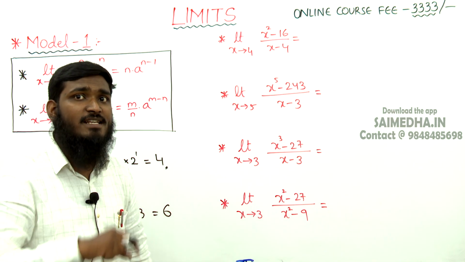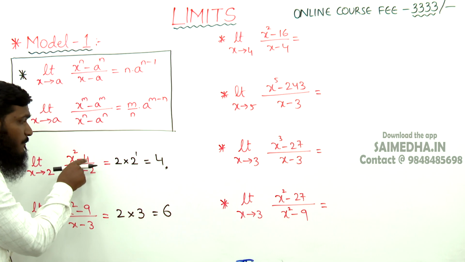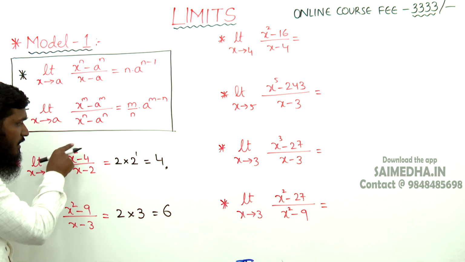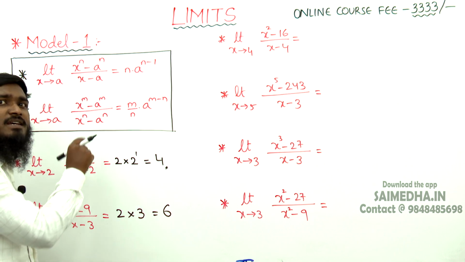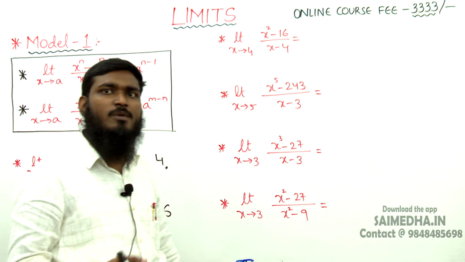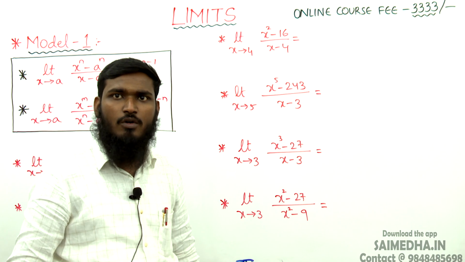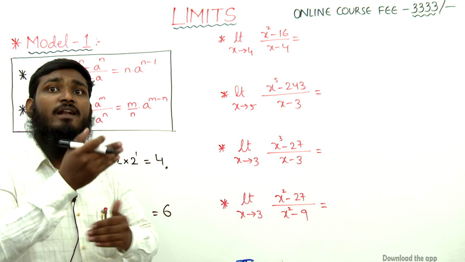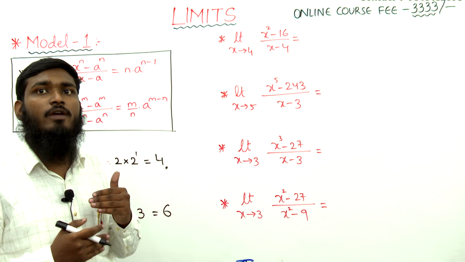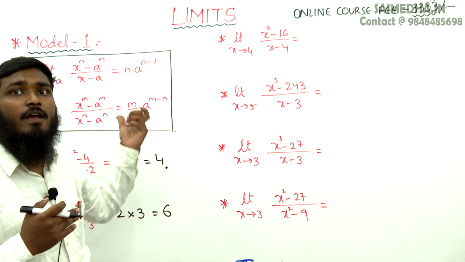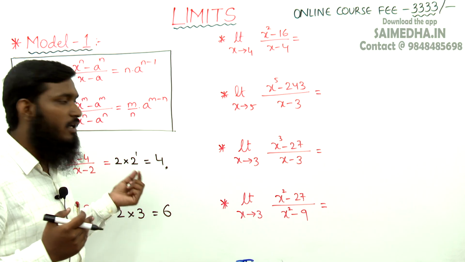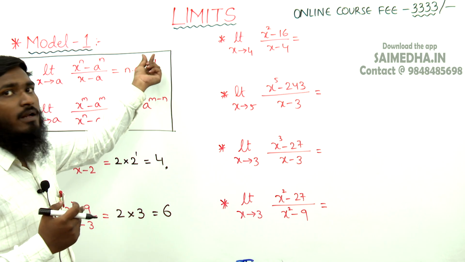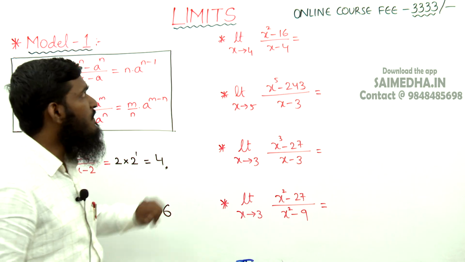We have to make some changes in the question. Changes in the question means if you write this part as 4 square, it is in the form of a square minus b square. A square minus b square we can write as a plus b into a minus b also. We can do it like that also, but for reducing our steps, we are using the shortcut over here. What is the shortcut? n into a power n minus 1. That's it. Okay. Now let us see this question.